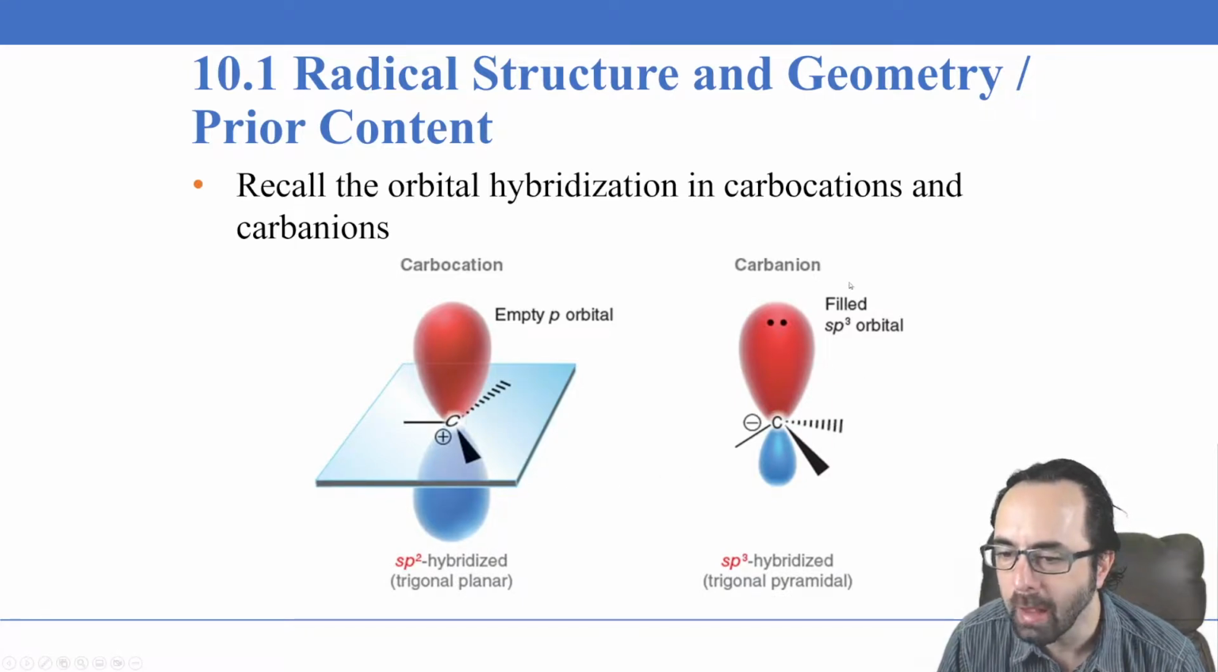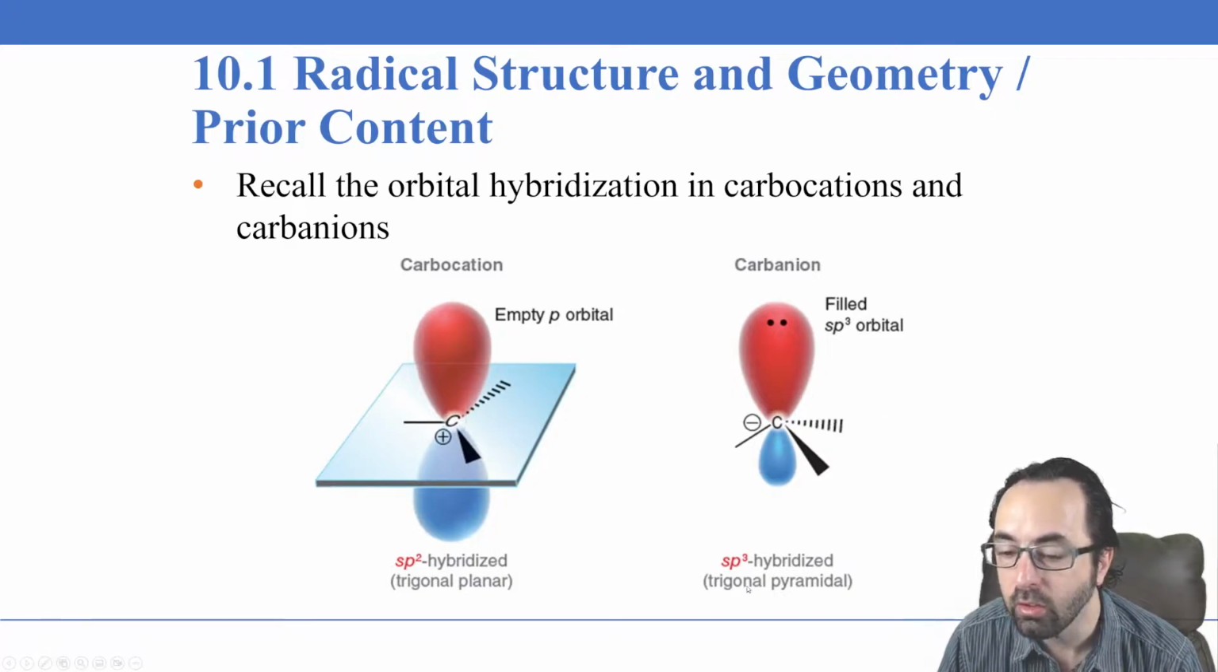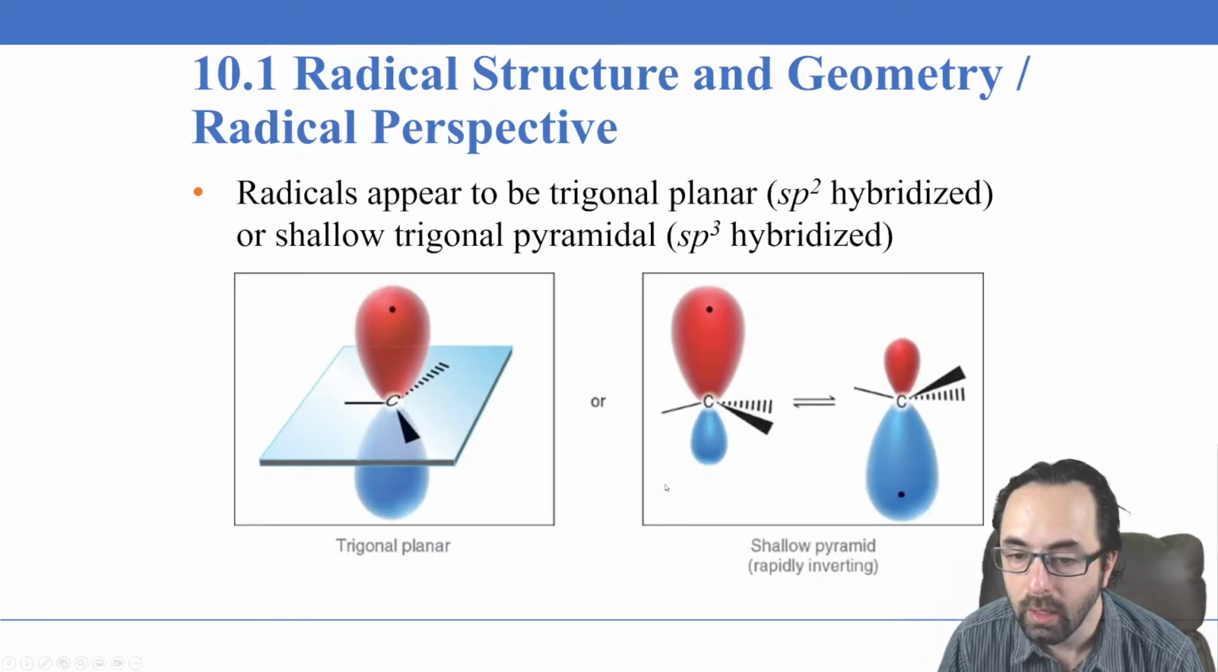Conversely, a carbanion has three bonds to carbon and one lone pair on the carbon. So the geometry there is trigonal pyramidal, and that makes a very different situation in terms of the shape. In terms of hybridization, we have sp3 hybridized versus sp2 hybridized. When it comes to a radical, it's somewhere in between.